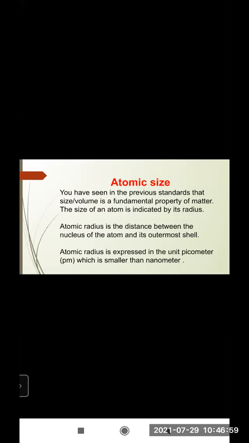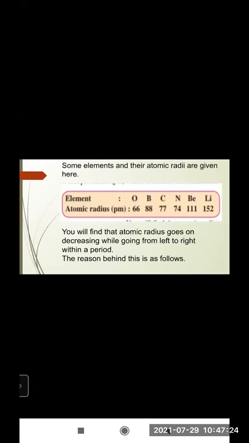Now, atomic radius is expressed in the unit picometer, short form PM, which is smaller than nanometer. So 1 picometer is equal to 10 raised to minus 12 meter. You should know this conversion. Atomic radius is expressed in the unit picometer, and 1 picometer is equal to 10 raised to minus 12 meter. Clear? So this is just an introduction. You can remember the definition of atomic radius and its units. Now we'll see some activities to understand more about it.